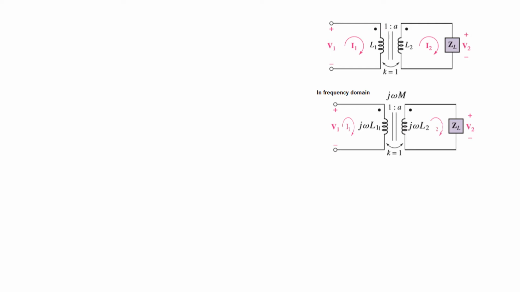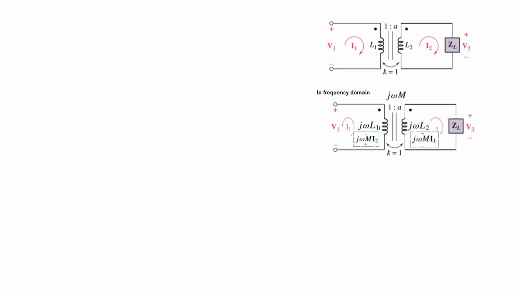Now this was in the time domain. You can write it in the phasor domain or frequency domain by just replacing L1 and L2 with j omega L1 and j omega L2, and M as j omega M. And to write the voltages, we have to also take into account the mutual voltages. So this voltage is caused by the current I2, and this voltage is caused by current I1, and the signs we have discussed already in the previous video. So if you can't follow this, go and have a look at the previous video.